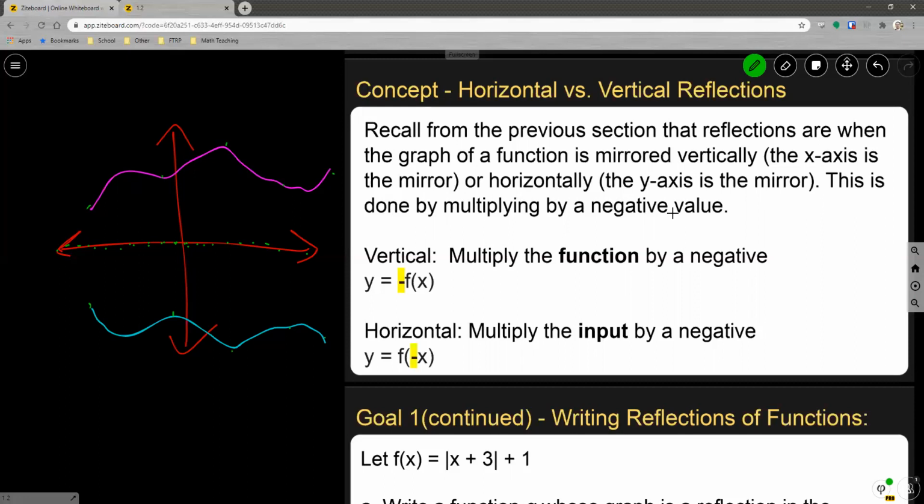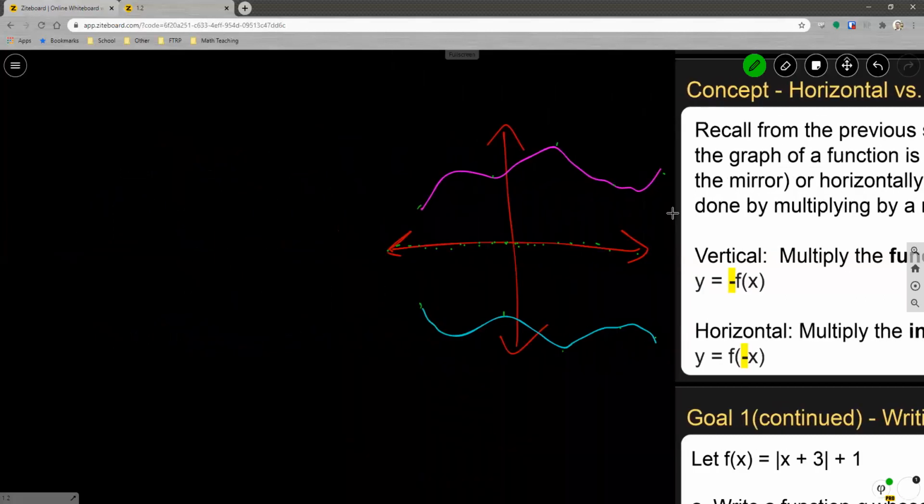So that's a vertical mirroring, but we also can mirror stuff horizontally. We'll talk more about this as the semester continues, or as this chapter continues. And in that case, the y-axis acts as the mirror. So I'll give a quick example of that as well.